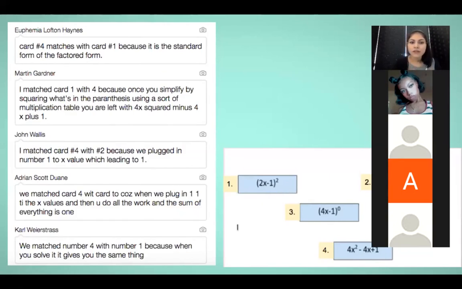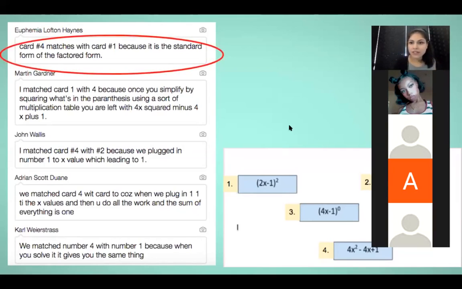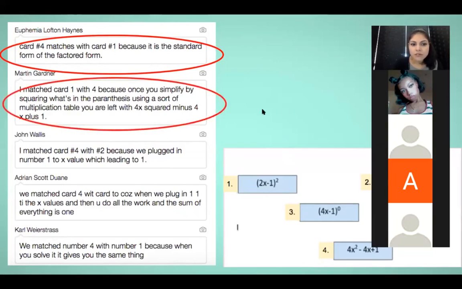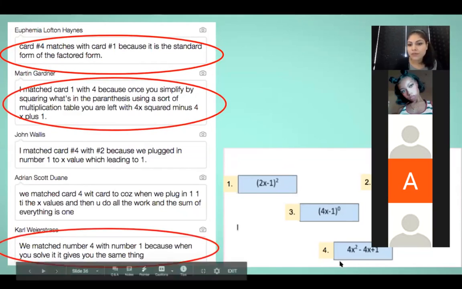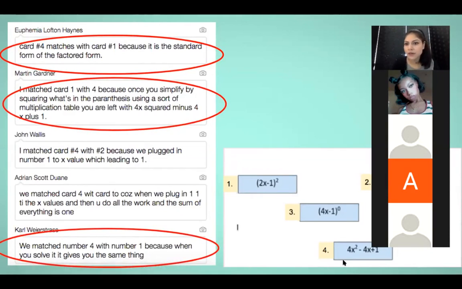So what I have here is a little screenshot of some of the work. In my mind as a teacher, I'm looking at this, and even you as a student, when you're looking at other people's work, you want to sort out the different stuff that's coming up. So I first circled in red all the responses that tried to match up card number 1 right here to card number 4. I'm trying to figure out, what are they trying to say? Why do they match up 1 with 4?